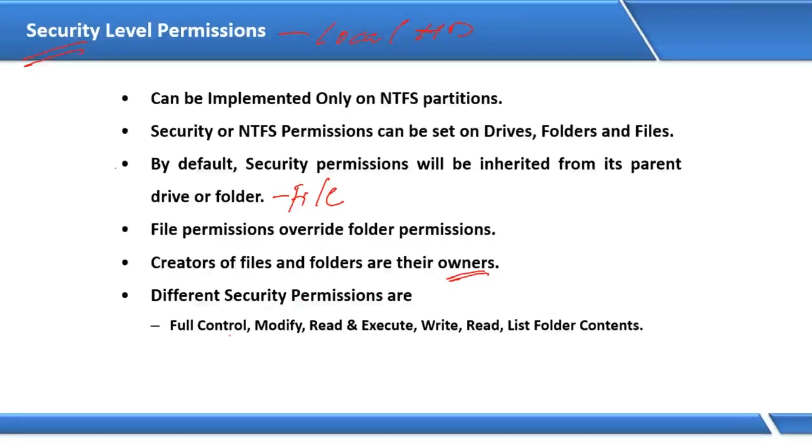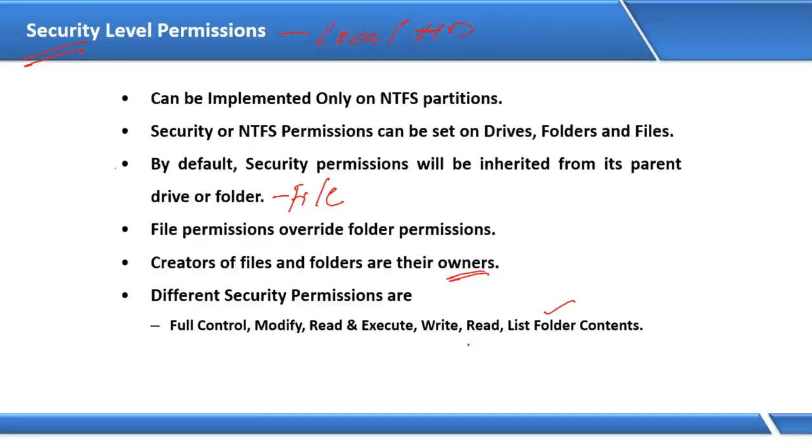What options are there? Full control is there, modify is there, read and execute is there, write is there, read is there, list folder content. I will start with this one. If I give this permission, which permission? List folder content. So now the user can open the data folder, but the user cannot access the files. The user can check inside the folder how many files and folders are there, but cannot access them. That is called what? List folder content.